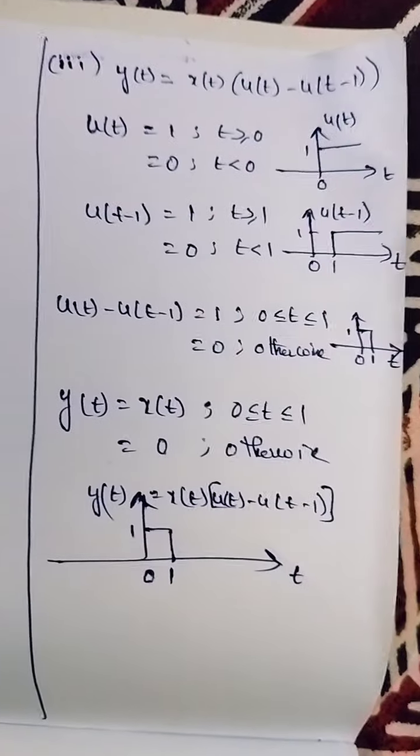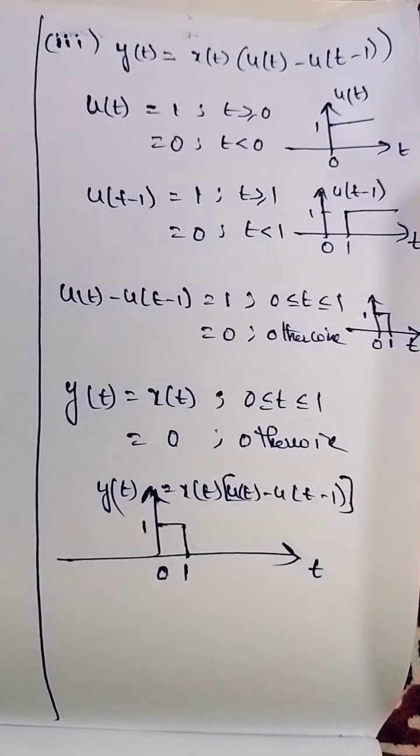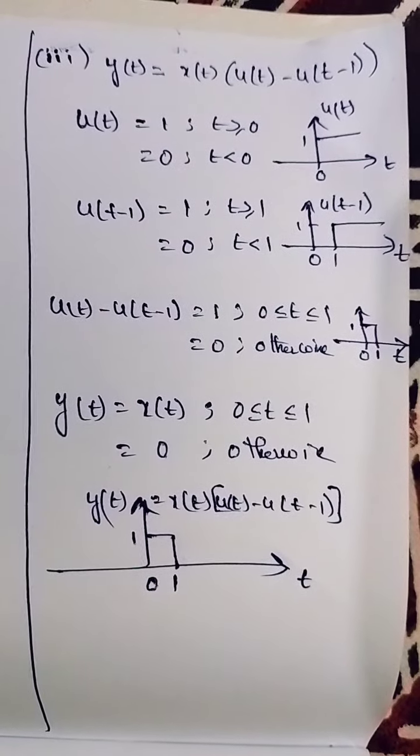Then the third one is x of t into u of t minus u of t minus 1. u of t is 1 for t greater than or equal to 0, and 0 for t less than 0.